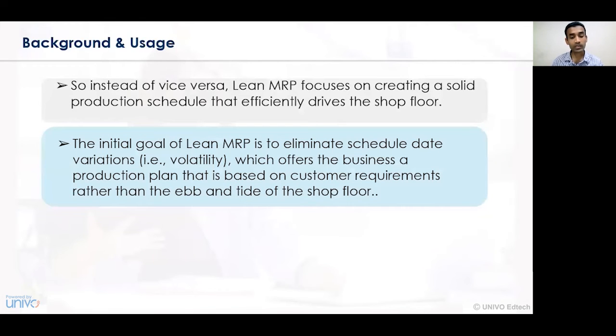The initial goal of lean MRP is to eliminate schedule data variations and volatility, which offers the business a production plan that is based on customer requirements rather than the ebb and flow of the shop floor.